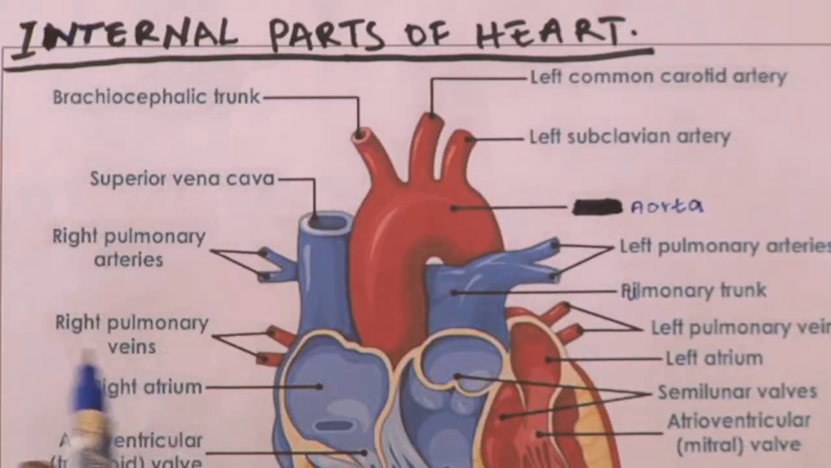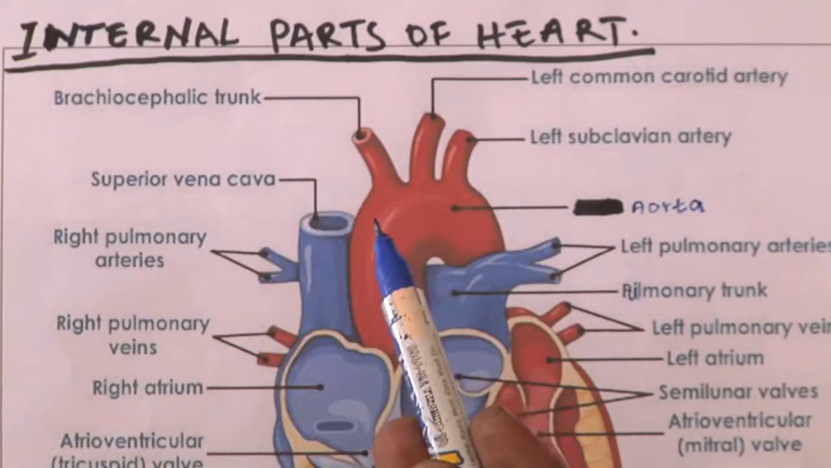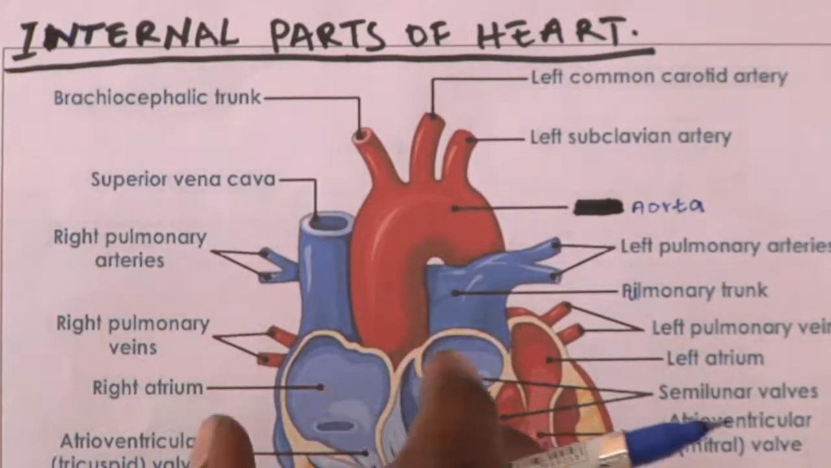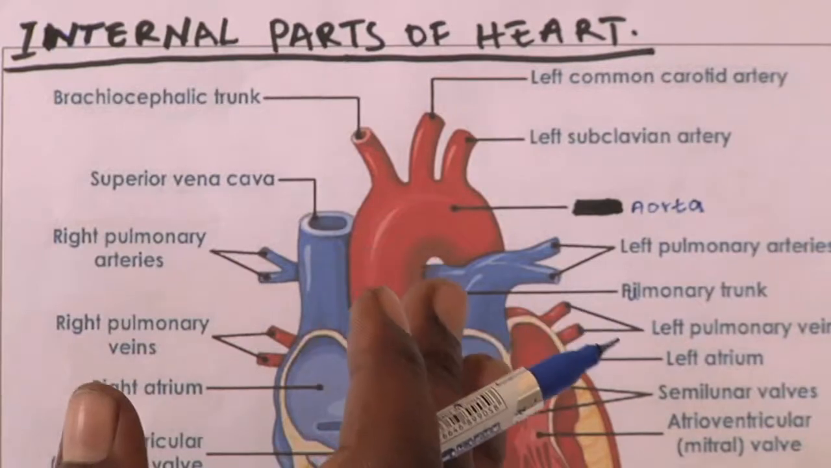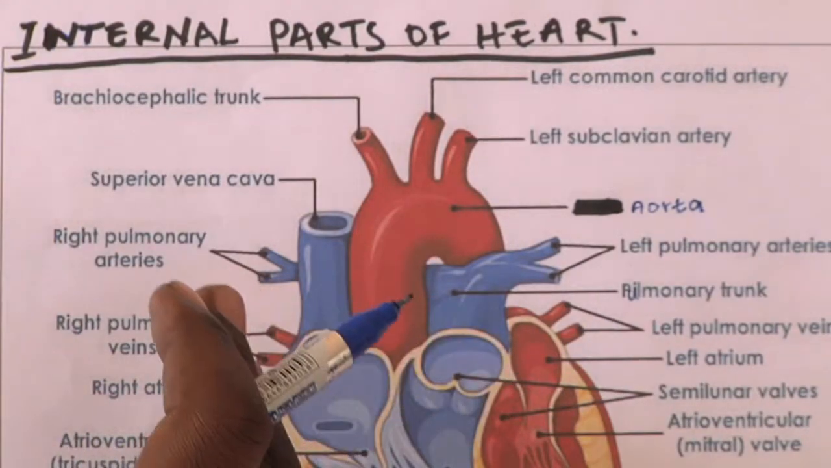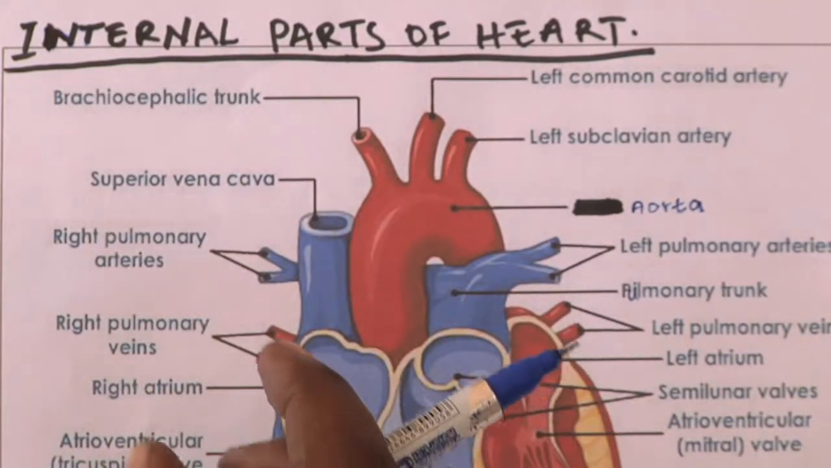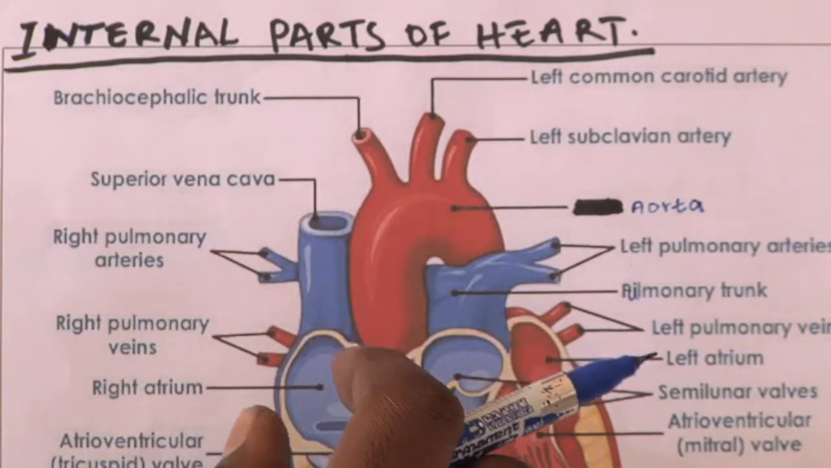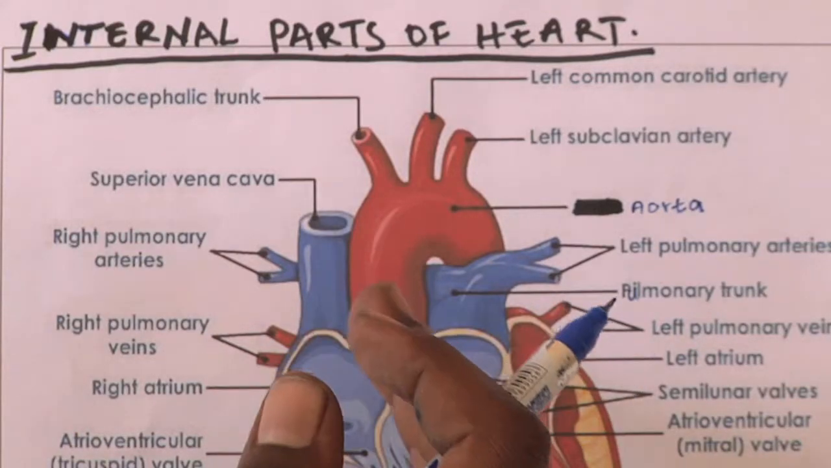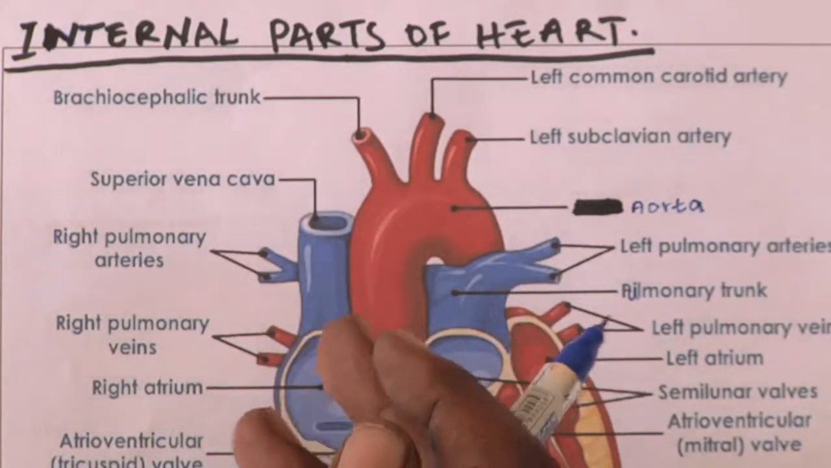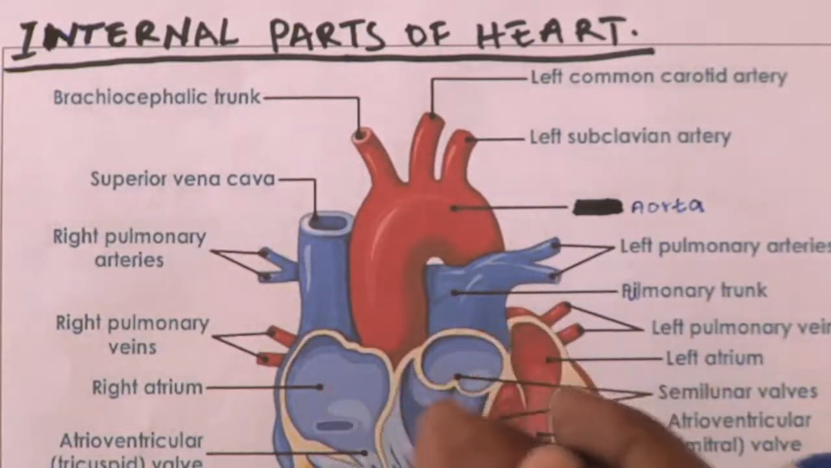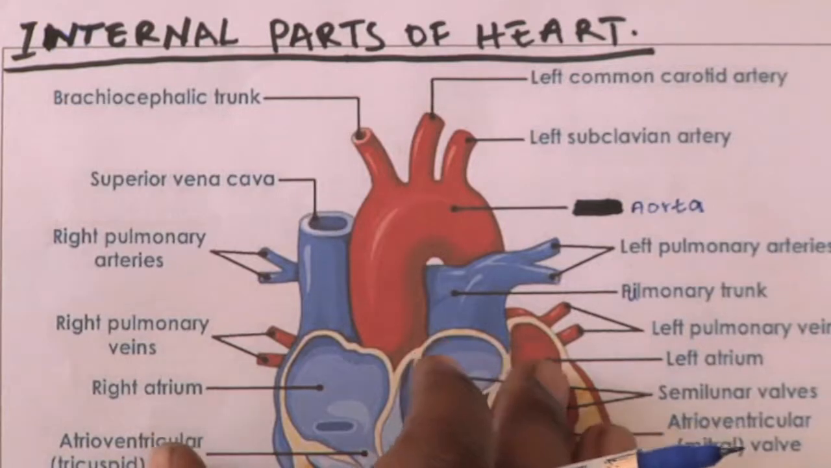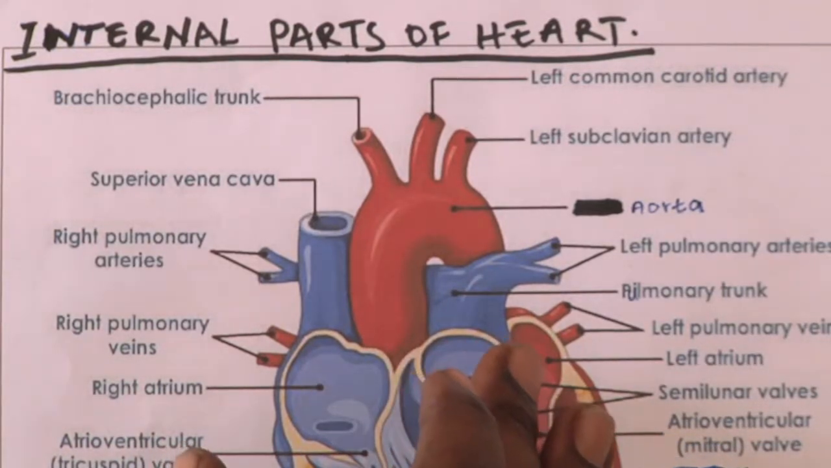Now, when we look at the internal parts of the heart, there are different parts that make up the heart. Because the heart is pumping blood to all parts of the body and also receiving blood from all parts of the body, it is going to be receiving deoxygenated blood and oxygenated blood at the same time. That is why we are saying the heart is divided into two parts.